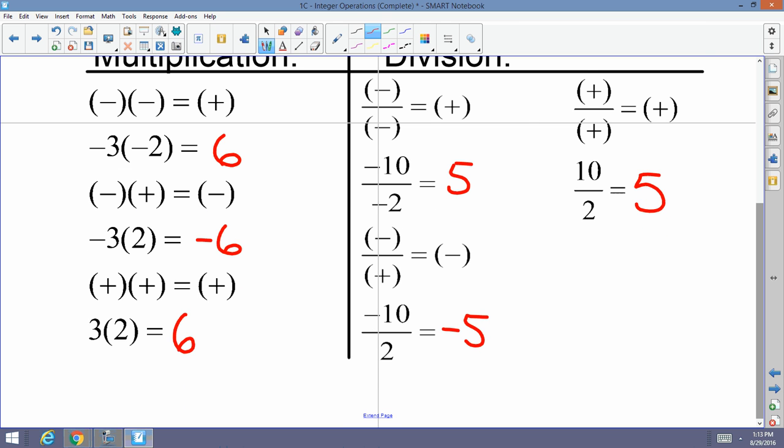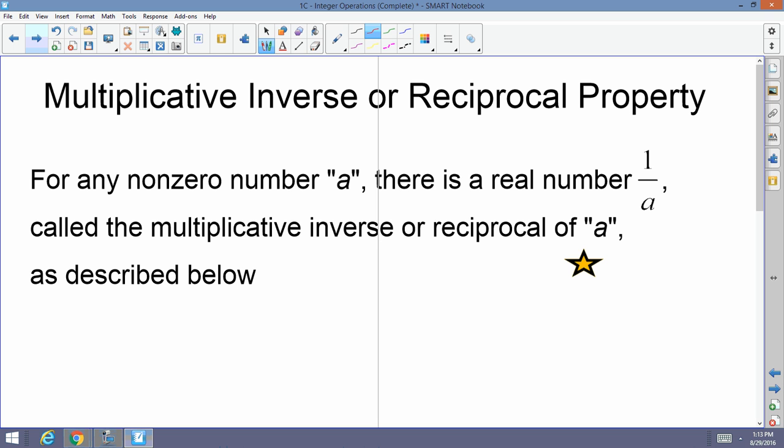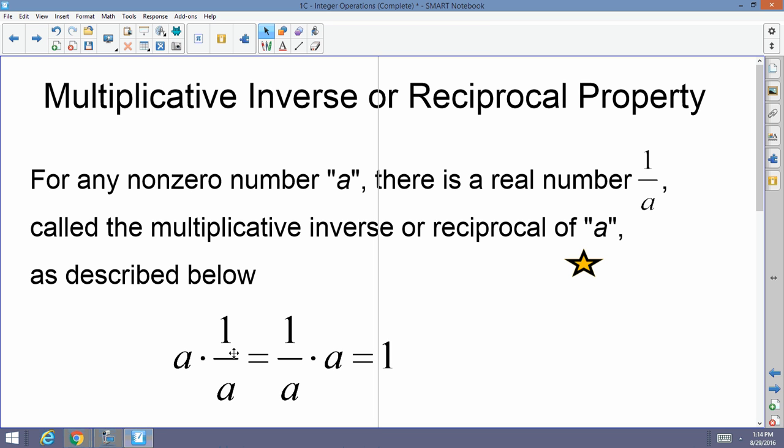multiplying and dividing integers. Similar to the additive inverse, we also have a multiplicative inverse or reciprocal property. The multiplicative inverse states that for any non-zero number a, there is a real number 1 over a, called the multiplicative inverse or reciprocal of that original a, as described below. If I have a times 1 over a, that's the same thing as saying 1 over a times a. That's going to equal 1.